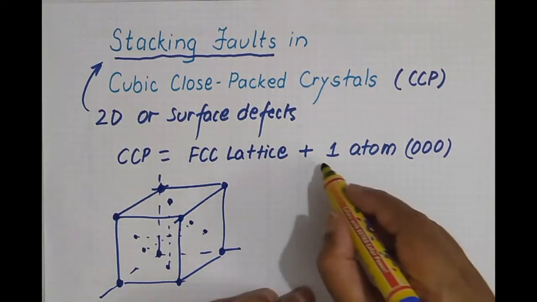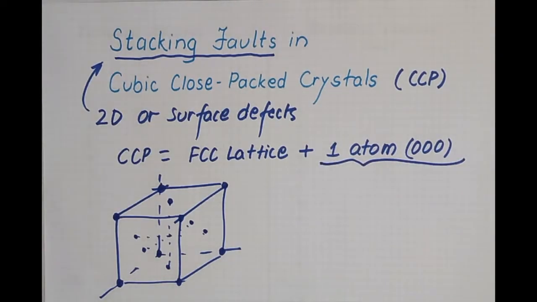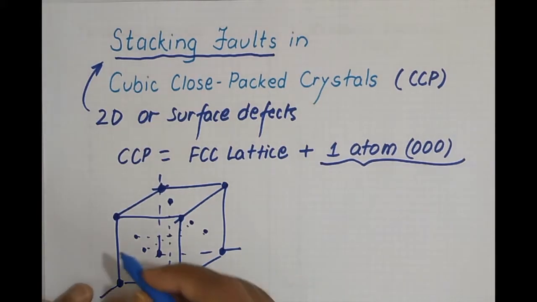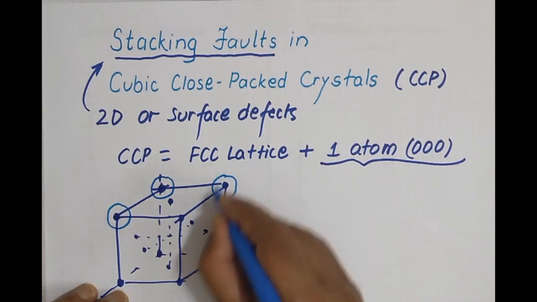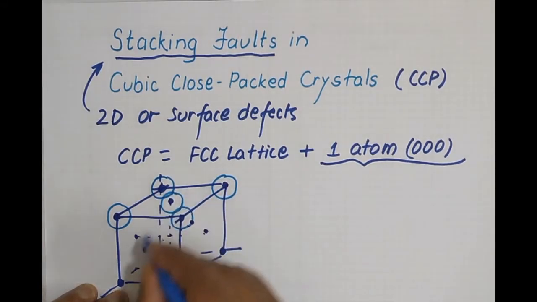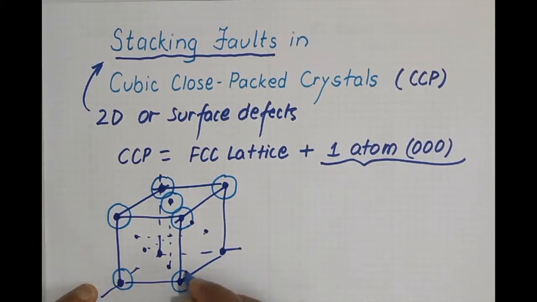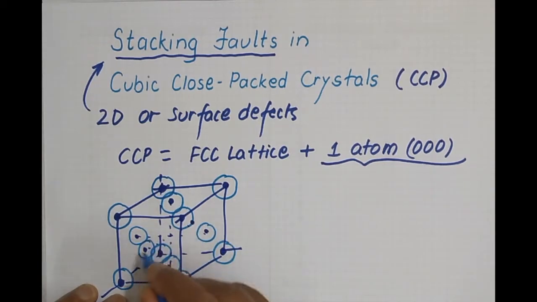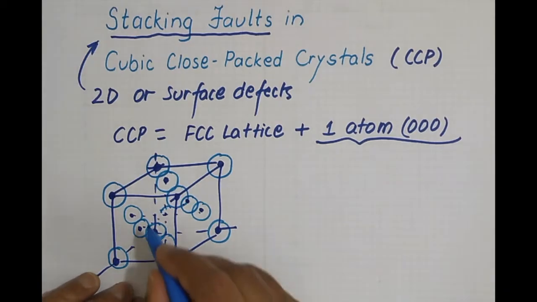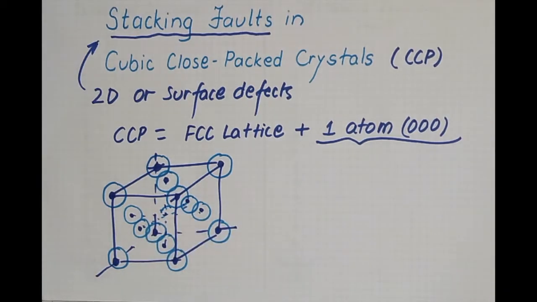And when I say one atom motif, I mean that there is a single atom sitting at each of these lattice points. So let us place one atom at each lattice point. I'm drawing slightly smaller atoms. Actually, atoms are large enough to touch along the face diagonals of this cube. So these are the atoms.